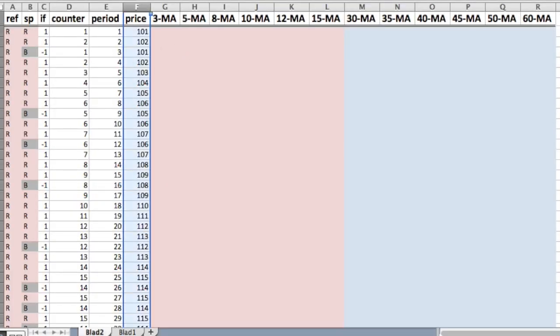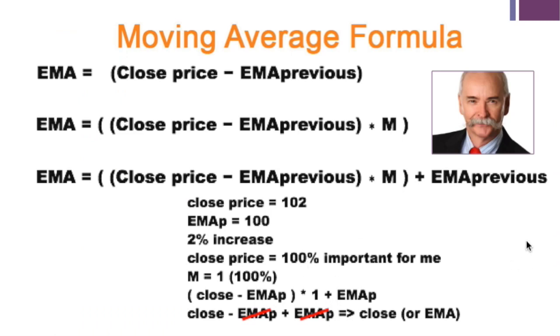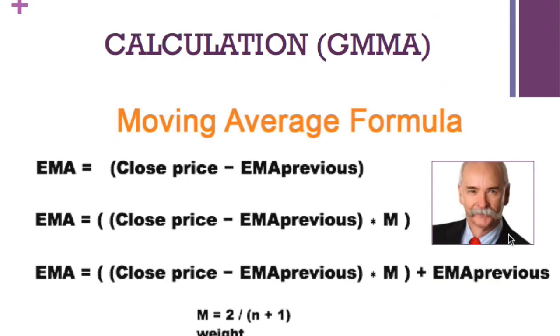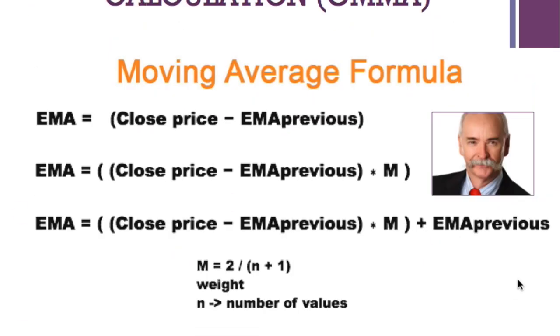So you cannot do this. You will say, okay, the closing price is 90% important, and maybe 10% the historical data, or 80% and 20% historical data. Or you will say the closing price is 20% important for me. But when you calculate the exponential moving average, you cannot choose. It's this formula. It's 2 divided by n plus 1, and n is the number of values.